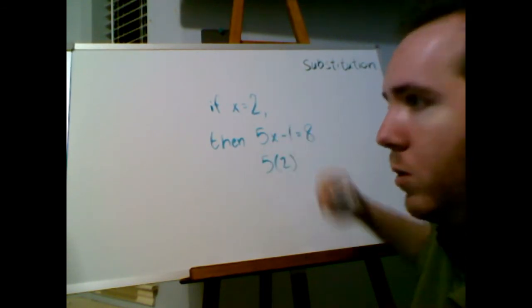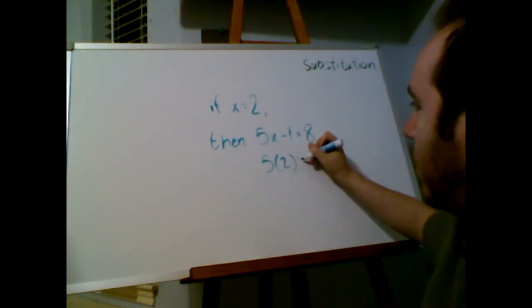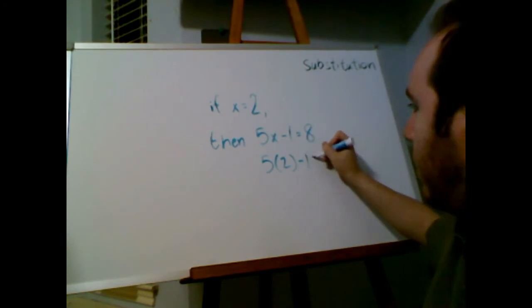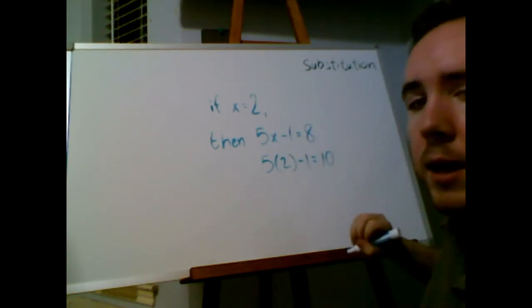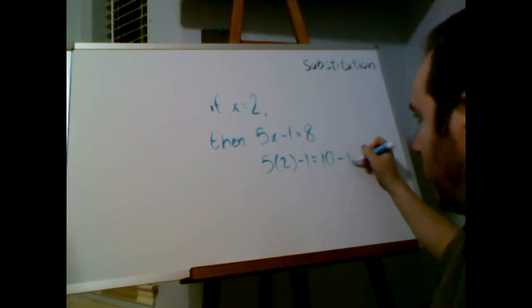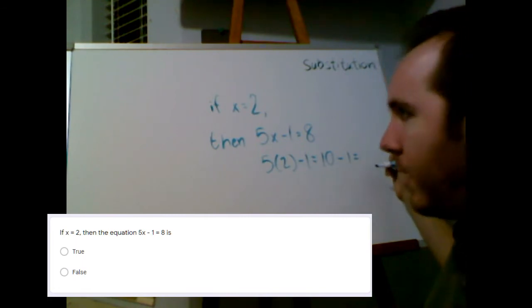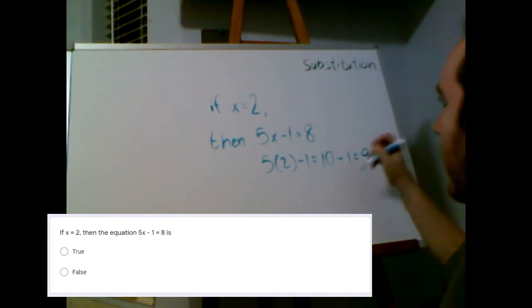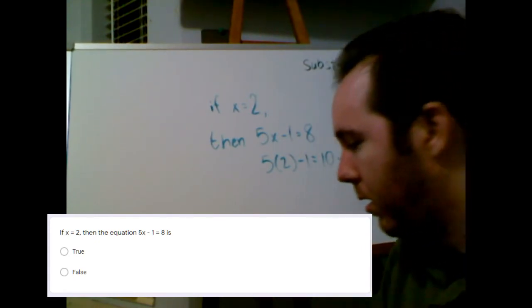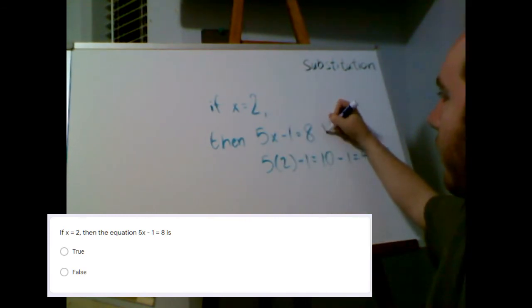5 times 2, where 2 is my x, minus 1. We do multiplication first. We get 10 minus 1 equals 9. And 9 does not equal 8. Therefore, this here is false.